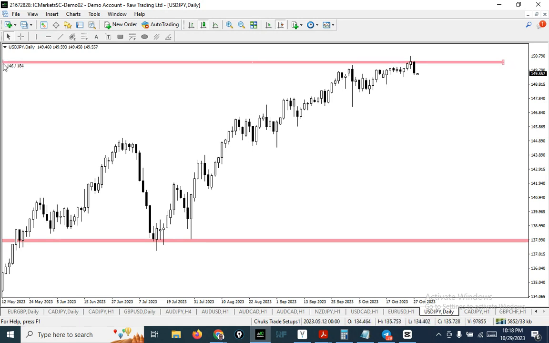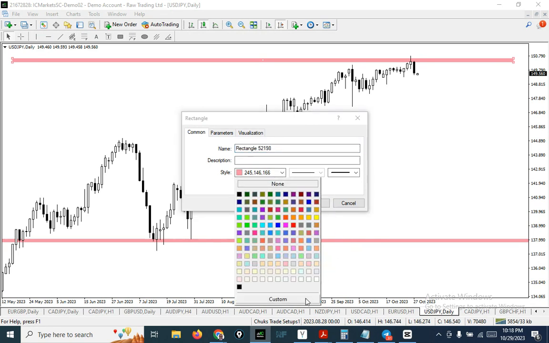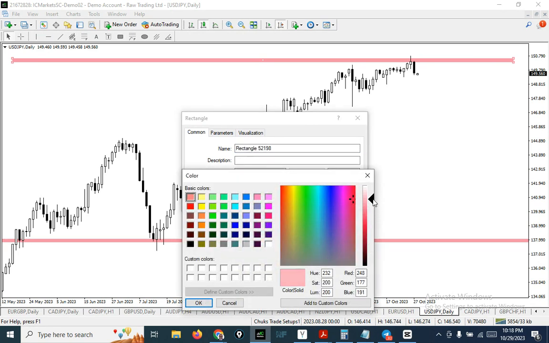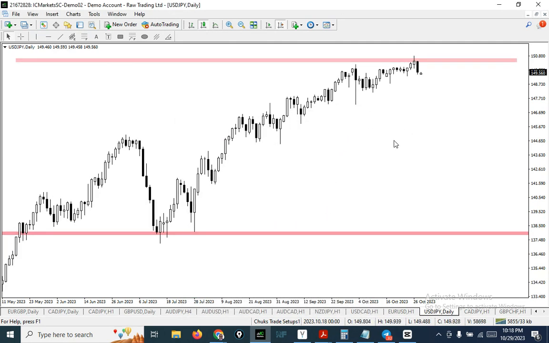So let me extend it like this. I want to reduce the color setting a little bit. It's too shiny. I want to lighten it. All right, so this is what I have.